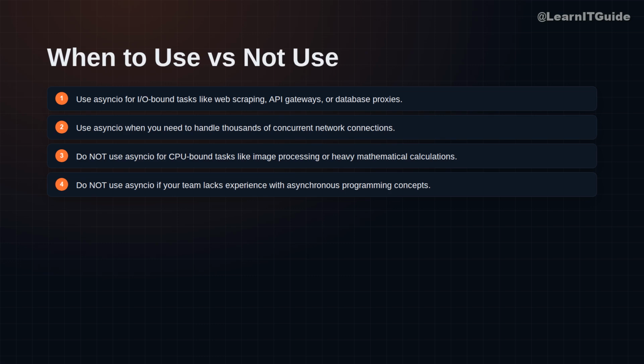However, do not use it for CPU bound tasks. If you are calculating machine learning weights or processing raw video, Async I/O will actually make your code slower because it still runs on one thread. For that, use the multiprocessing module instead. Also, ensure your team is ready for the mental shift required by async programming. Use these criteria to decide if this tool is right for your situation.